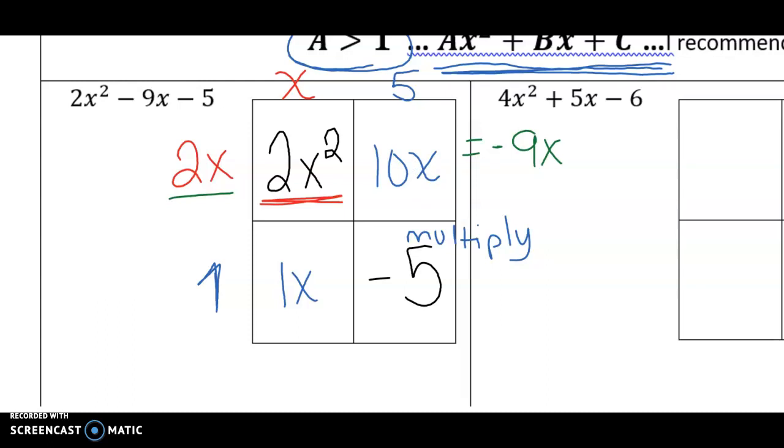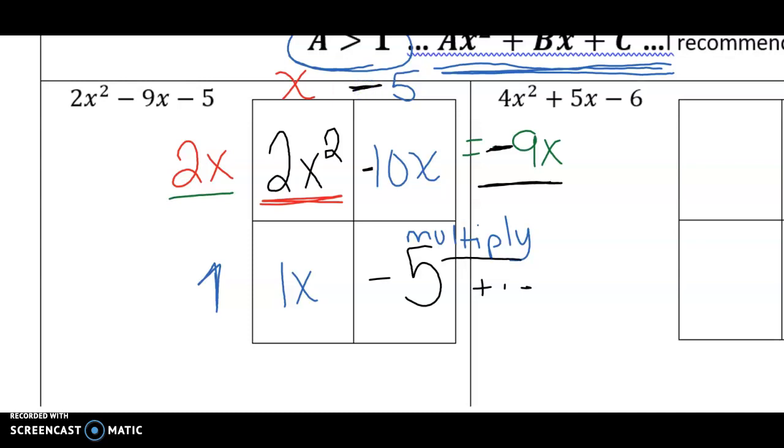However, notice that I have a negative. This is where our multiplication with negatives and positives comes into play. I need a negative 5 when multiplying. That means I need a positive times a negative. So one of these has to be negative. My 9 is negative. Therefore, I want my 10 to be negative, to have negative 10 plus 1 give me negative 9. And if my 10 is negative, that means my 5 is negative.